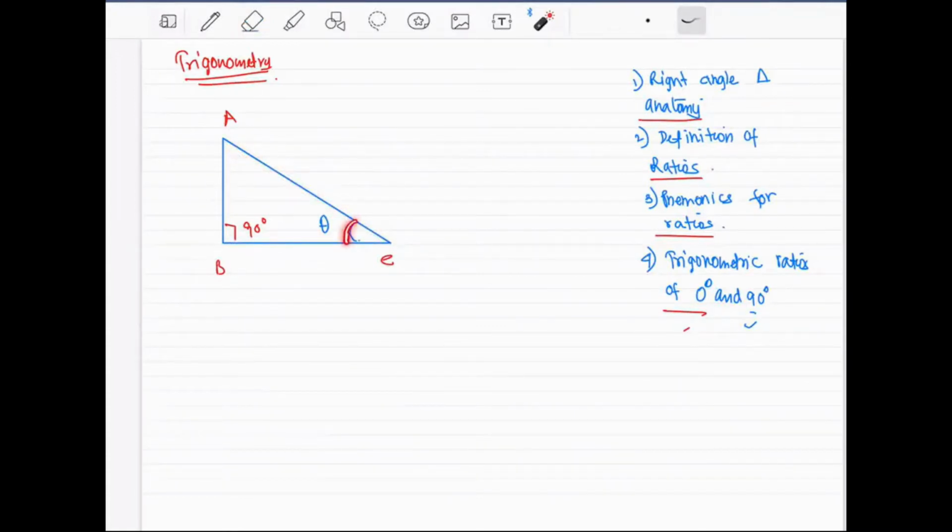Based on this angle theta right here, the side that is exactly opposite to this angle theta, we will call the opposite side. I'm writing this as opposite side. And the side that is next to the angle theta, this side right here, is also next to the angle theta, but we are not considering it because this AC has a specific name. We call it the hypotenuse, right? But the other side that is next to the angle theta, we will call the adjacent side.